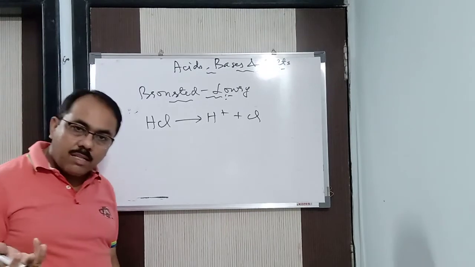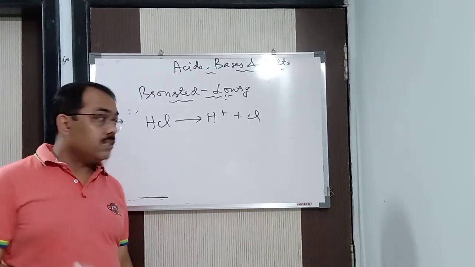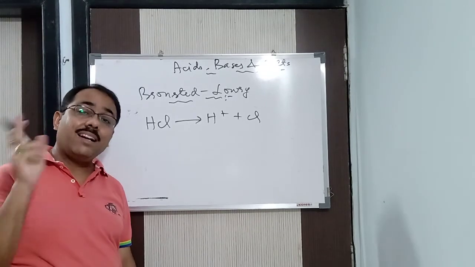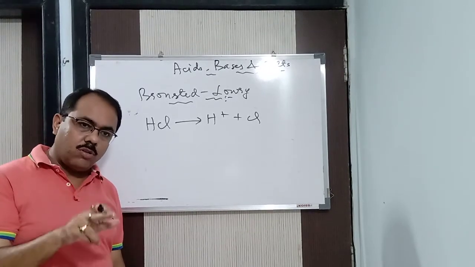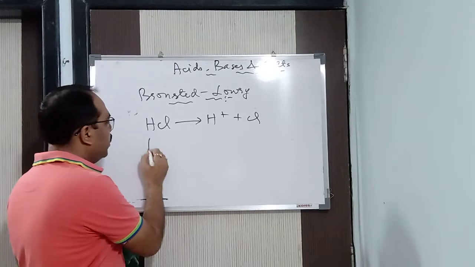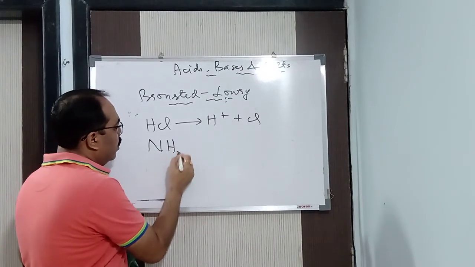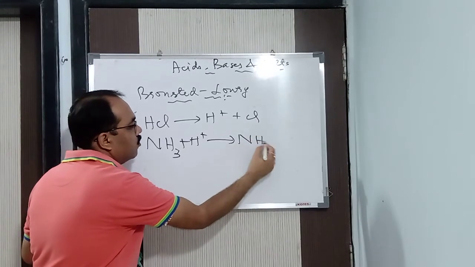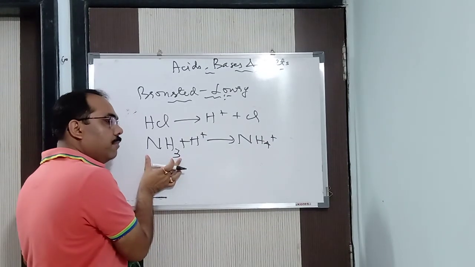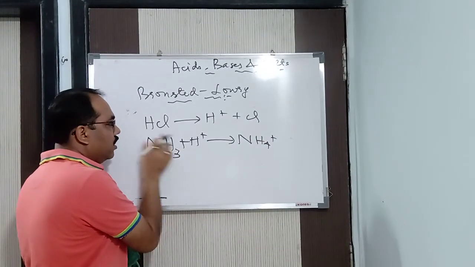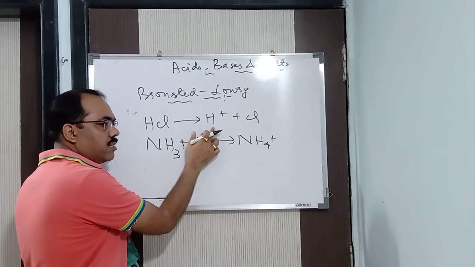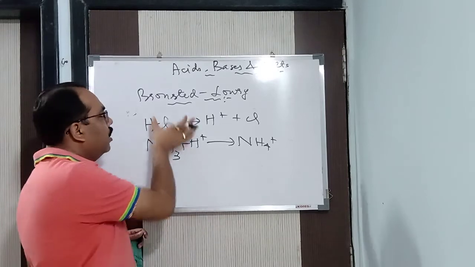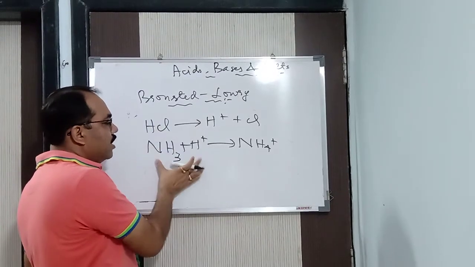Then what is a base? According to Bronsted-Lowry, bases are those substances which are proton acceptors. Which accepts a proton is known as a base. That means ammonia, NH3, when it reacts with H+, forms NH4+. So ammonia is a base because it's a proton acceptor. And HCl donates a proton, so it's a proton donor. According to Bronsted-Lowry, this is an acid and this is a base.